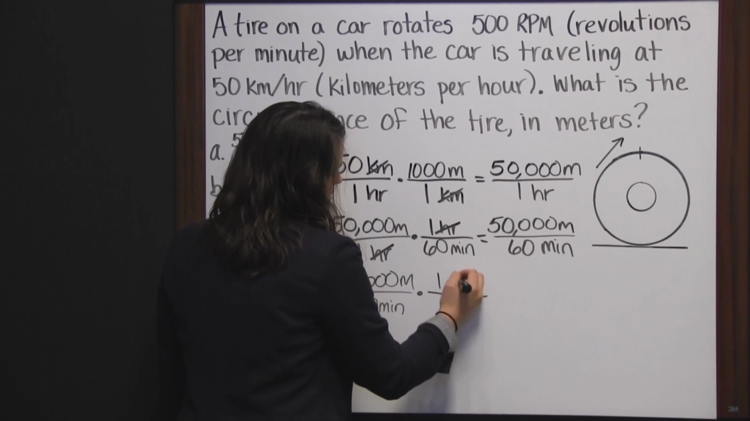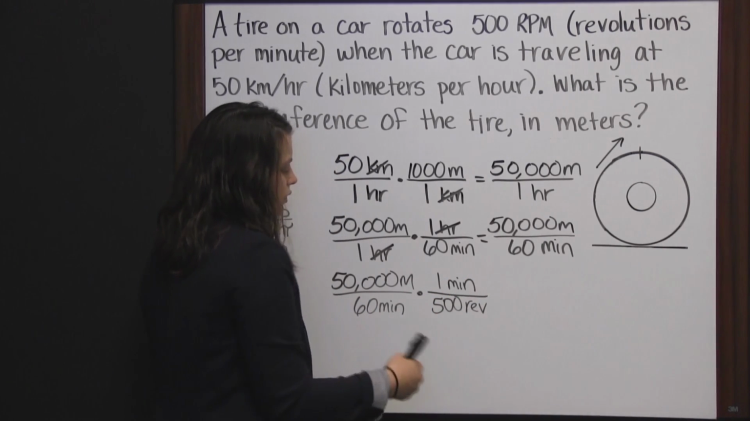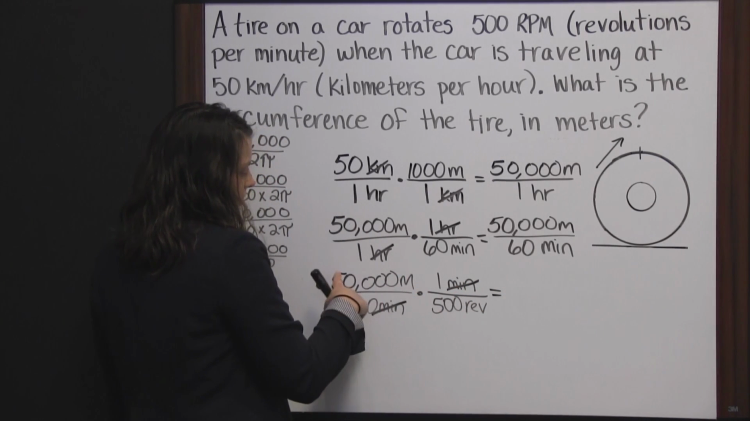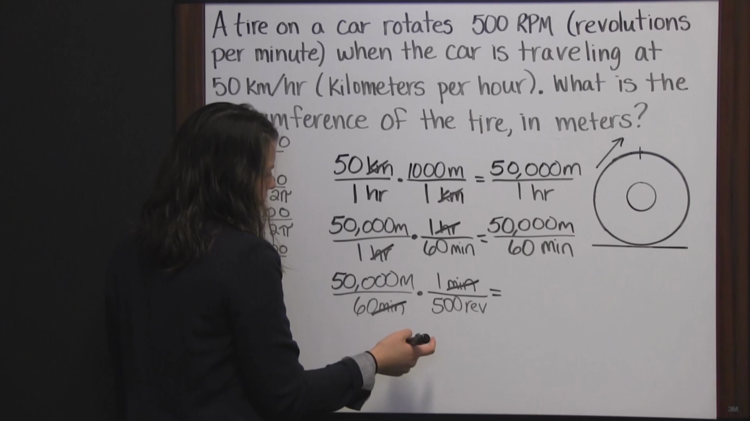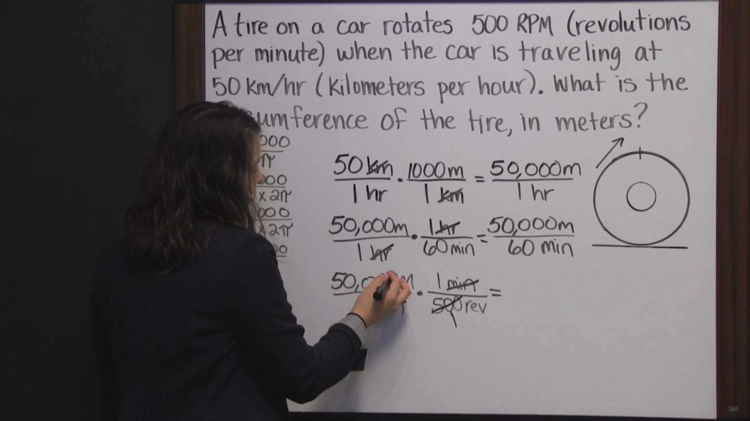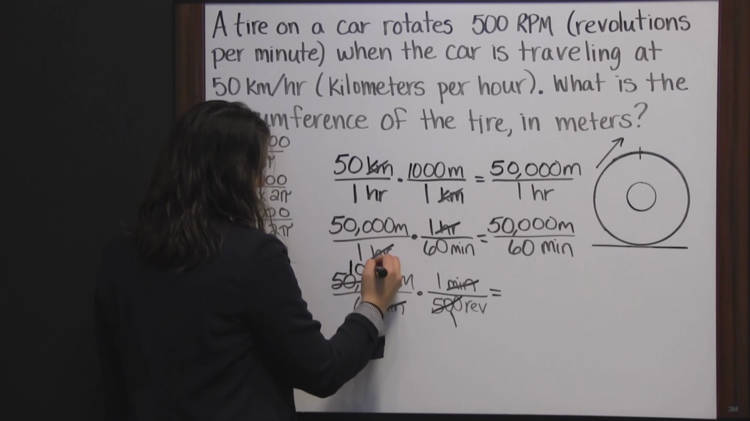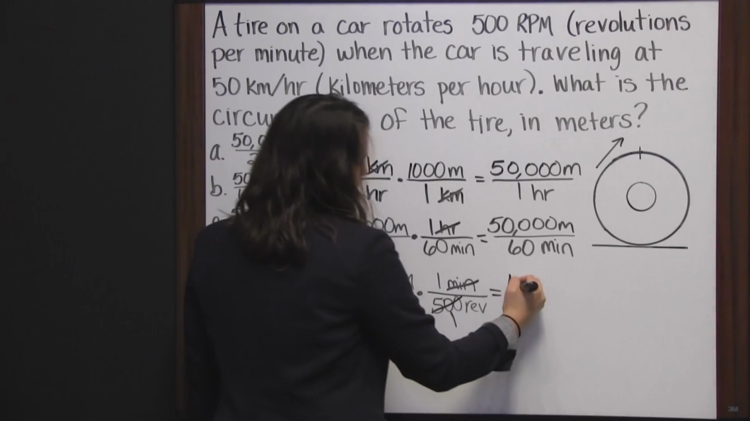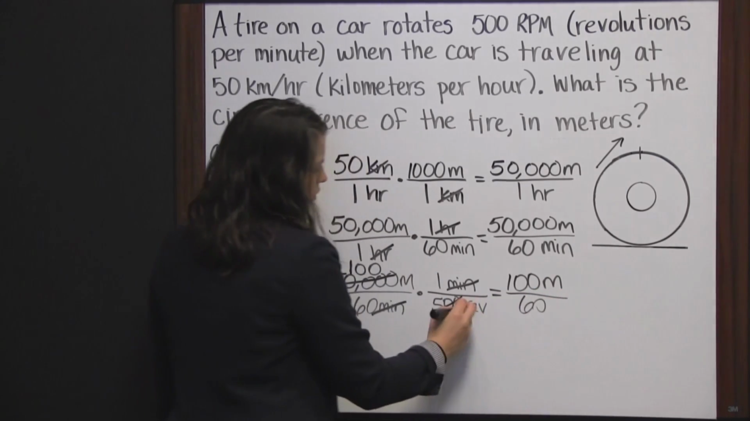So every 1 minute, the car goes 500 revolutions. So that again, these units, minutes, cross cancel. And I can cross cancel my 50,000 and my 500 by dividing them both by 500. And 500 divided by 500 is 1. And 50,000 divided by 500 is 100. So then 100 meters times 1 is 100 meters divided by 60 revolutions.